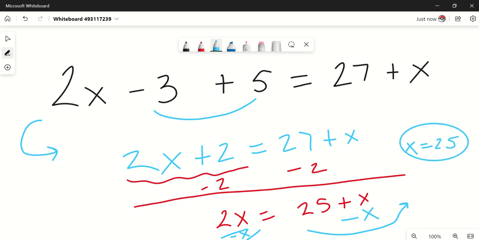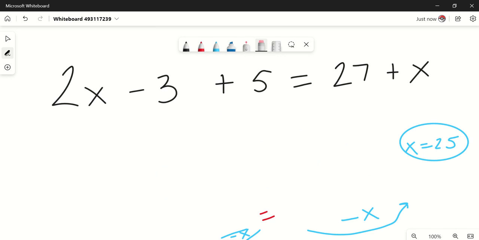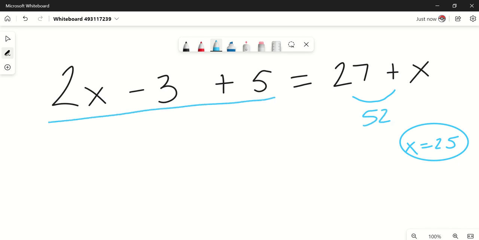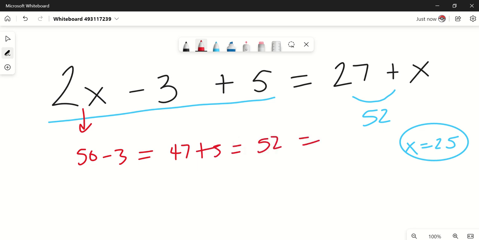And if I plug this back in, I'm going to show you how this works. I'm going to erase all of this work, and x will equal 25, and it should work. What's 27 plus 25 on this side? 52. Okay, so this side is 52, which means all of this should equal 52. What's 2 times 25? 50. Minus 3 would equal what? 47. Plus 5 would equal what? 52. So 52 equals 52. Therefore, x is 25. That is a harder level question that we're not working on right now.